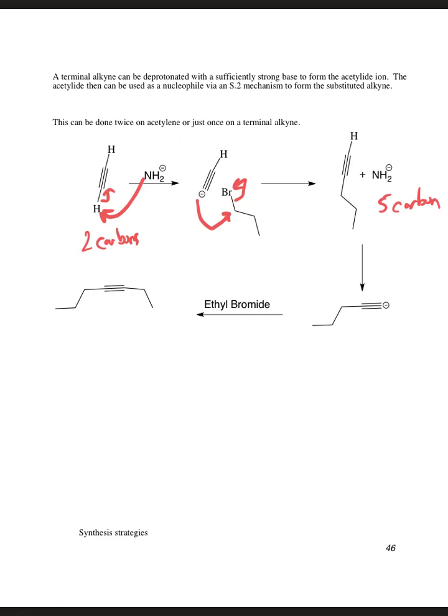excuse me. Then we can remove the extra hydrogen off of the other end to form the new acetylide and do another SN2, and we can add something to both ends of the triple bond.